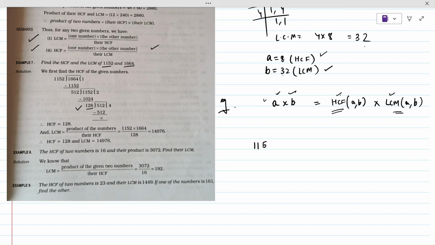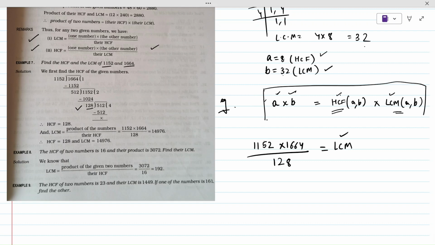How? 1152 multiplied by 1664. A is this number, B is this number, HCF is this number. We can solve this and find out the value of LCM, right? So we should always remember this too, that the product of the two numbers is equal to the product of their HCF and LCM also.